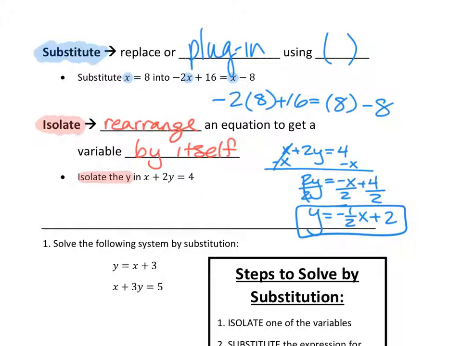Now we're getting to the bulk of the lesson here. We're going to solve the system, which is 2 equations. Remember, 2 or more equations make a system. Not by graphing anymore, but by substitution.